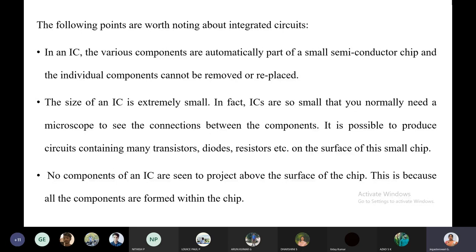As I already told, the IC is nothing but the integration of components. The components may be active components or passive components, right? The interesting thing is, if I fabricate a component in an IC, in a semiconductor chip, we cannot remove or replace an individual component. Once I have designed and manufactured an IC, I cannot take out a single component from it. Once it is manufactured, once it is fabricated, that's it.